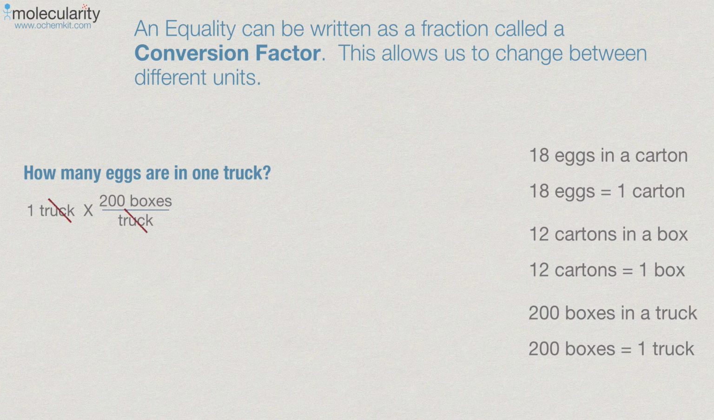Now I'm left with units of boxes. I multiply by cartons over box, so that the box units cancel out. Now I'm in units of cartons. Finally, I multiply by eggs over carton, so that the carton units cancel out. I am now left with units of eggs. There are 43,200 eggs in 1 truck.